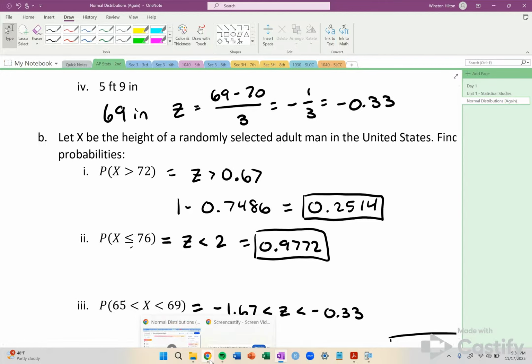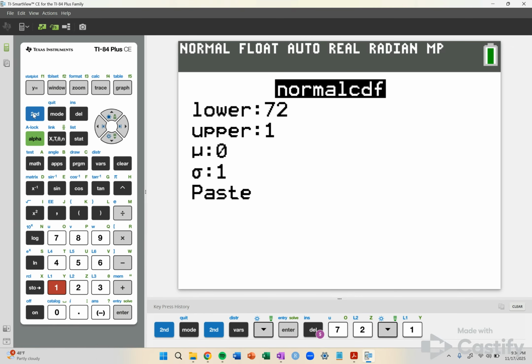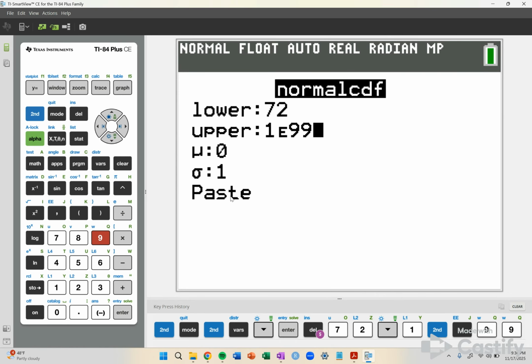Okay, so that means in our normal distribution, we would have a lower bound of 72 and an upper bound technically of infinity, because normal distributions go all the way down to negative infinity and all the way up to positive infinity. Now obviously we can't actually type infinity, so instead we use 1 times 10 to the 99th power to represent a really big number.